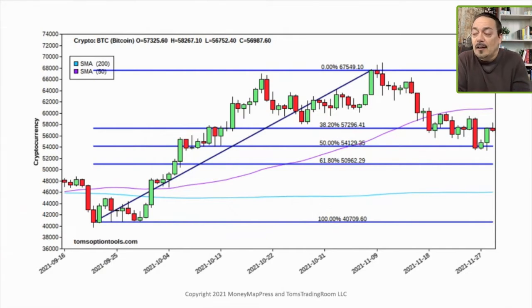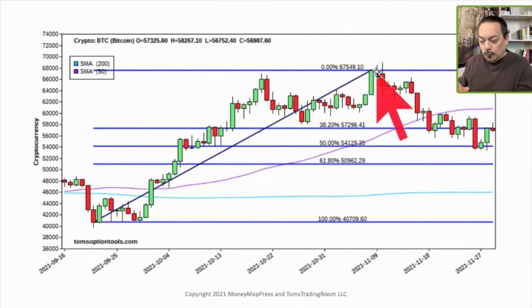In the case of Bitcoin, you've got two distinctive levels. You've got the one back in July where BTC was down below 30,000, and that runs all the way to the 67,549 you see there. And then you've got the chart I have now, which shows the low in the middle to the end of September, that double bottom that happened around 40,700, and then the run up to the high, 67,549, which was a 3-day high around the 9th of November.